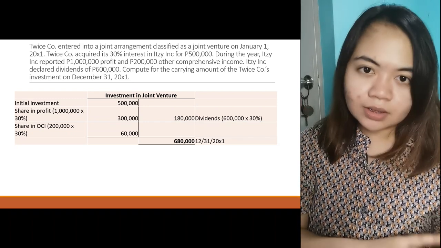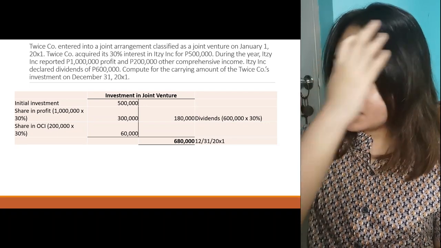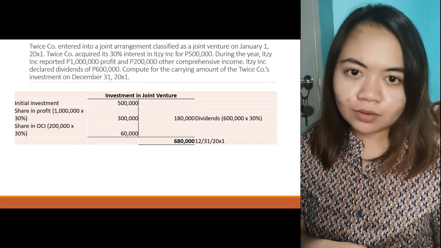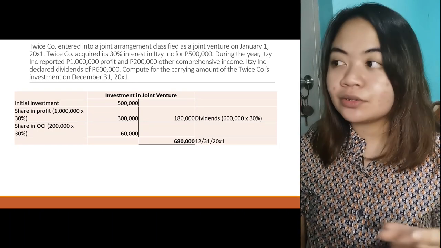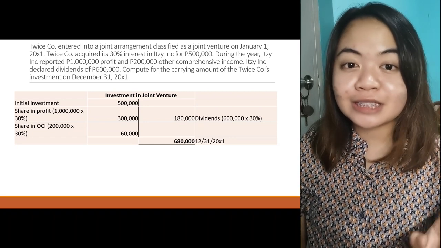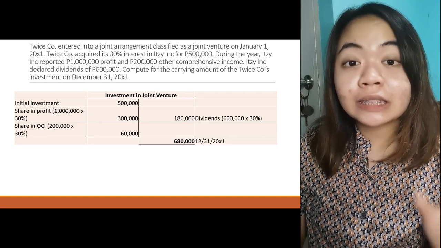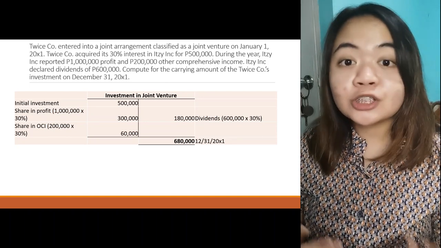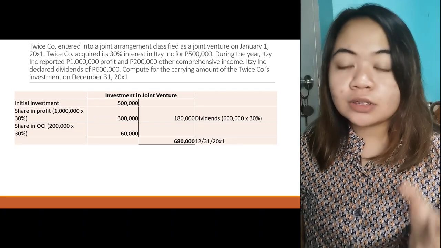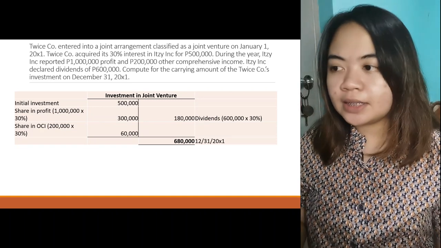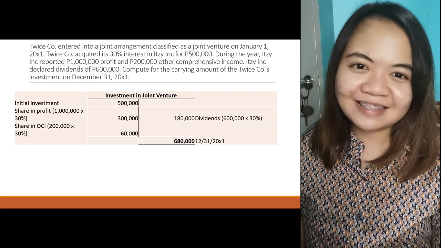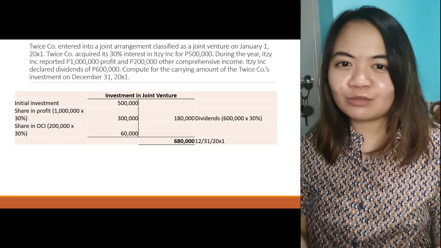Okay? On the credit side, which is a reduction sa investment in joint venture using the equity method, is the share in the dividends declared. Okay? 600,000 yung dineclare niyang dividends times 30%. Okay, yung share, yung interest niya kay ITSI Inc. Kasi si ITSI Inc. yung nag-declare ng dividend. So, may share si Twice doon sa 30%. So, credit ka ng 180,000, then you just foot and cross foot, you'll get 680,000, the carrying amount on December 31, 2021. Diba? Madali lang, refresh lang tayo ng equity method.